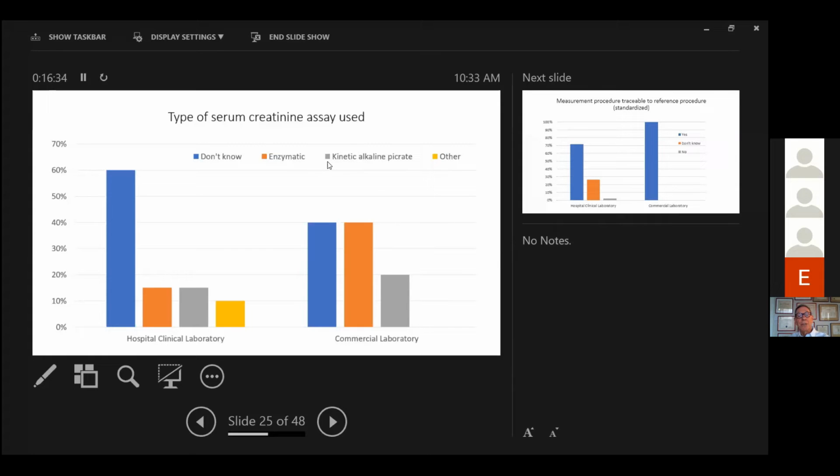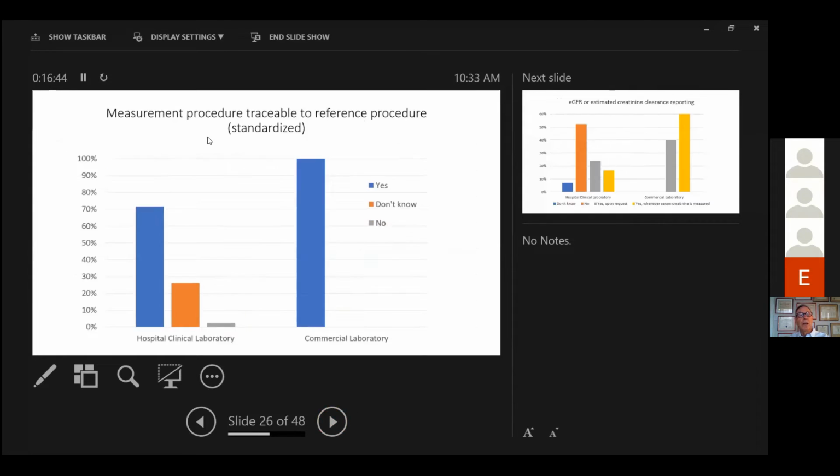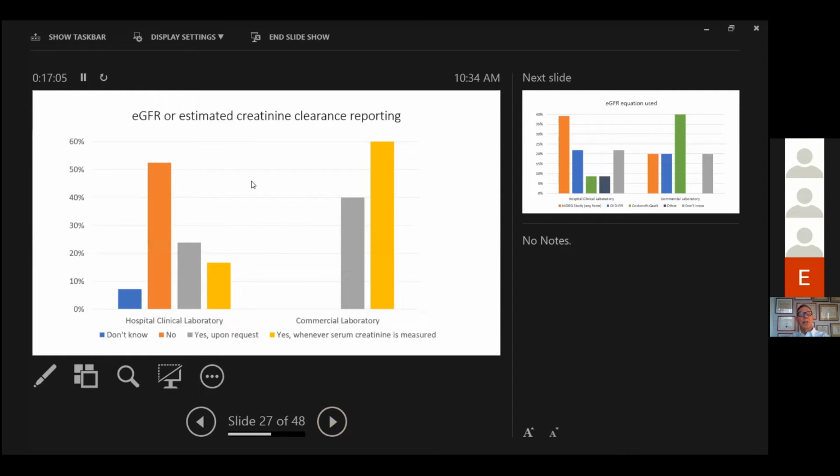But either assay can be standardized to the international standard. And some were reporting another kind of assay. When asked whether the measurement procedure was traceable to the reference procedure, meaning whether it was standardized, most of the time, yes. Sometimes people didn't know, and rarely no. So this is good. Either assay can be standardized, and most commonly you're reporting that the assays are standardized.